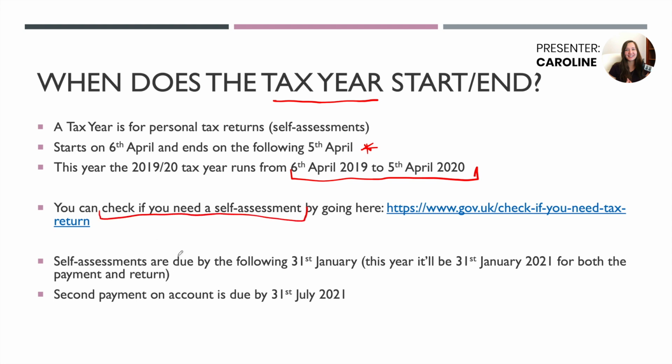Self-assessments are due by the following 31st of January. So for example, this year it'll be January 2021 that is the deadline for both the payment and the return. Of course, if you've got payments on account, which I am getting around to making a video on, there's a second deadline in July, so just keep that in mind. This is when your liability for personal tax is more than £1,000, and HMRC ask for a prepayment, but I will explain that in another video.